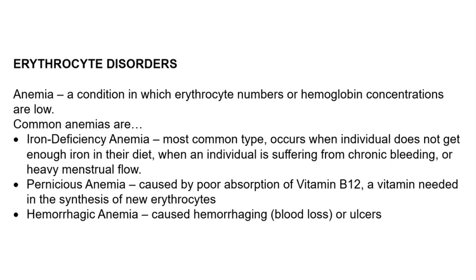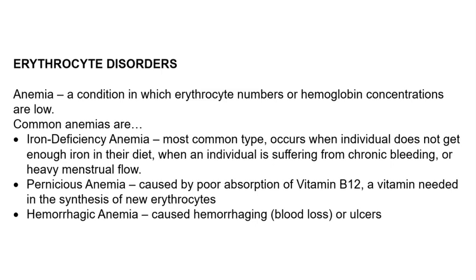Some common anemias are things like iron deficiency anemia. Iron deficiency anemia is actually the most common of the anemias that occurs when an individual does not consume enough iron in their diet, or when an individual suffers from chronic bleeding conditions such as ulcers or experiences regular heavy menstrual flow. Pernicious anemia is another type of anemia that's caused by poor absorption of vitamin B12 from dietary sources, because vitamin B12 is a critical vitamin that's needed in the synthesis of new erythrocytes during hematopoiesis.